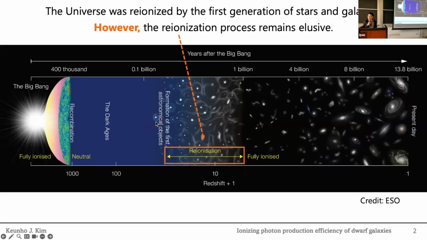As shown in the previous talk, the epoch of the first generation of stars and galaxies reionized the universe, making the universe transparent to light by reionizing the neutral hydrogen that filled space. However, many details about this reionization process remain elusive, such as which galaxy populations were mainly responsible and how fast it happened.